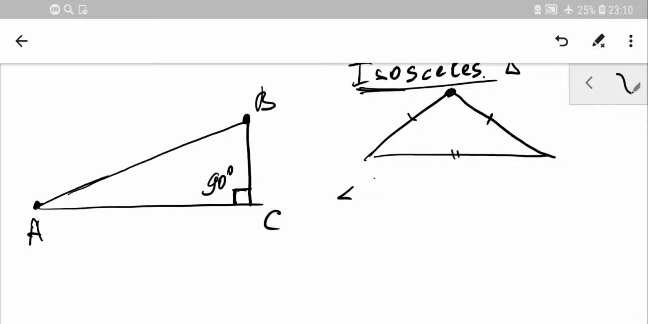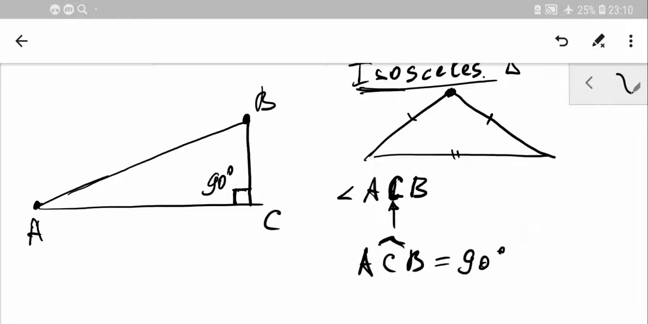So we can write A, C, B. C in the middle denotes that C is the vertex of the angle. Or sometimes we might use this notation, which means the same. So angle ACB is 90 degrees in both cases.